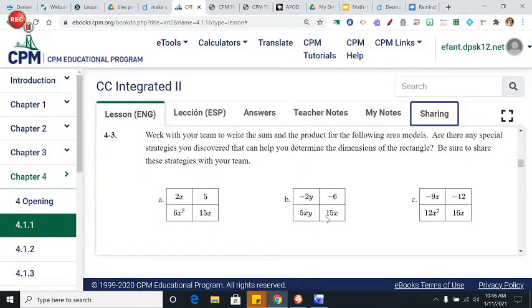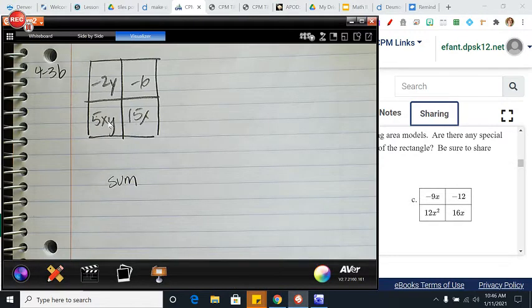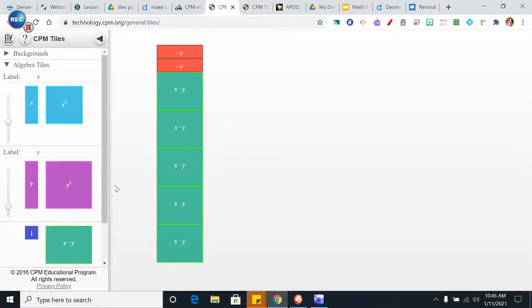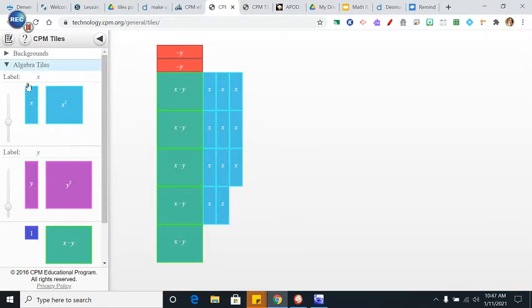So you should have this written in your notebook. 5 XY tiles, 2 negative Y tiles, 15 X tiles, and then 6 unit tiles, and they are negative.